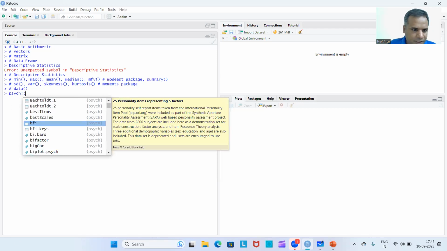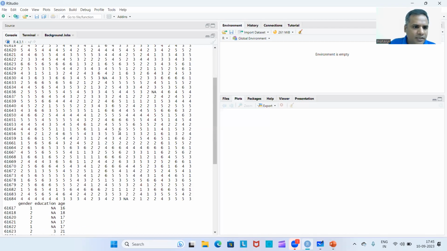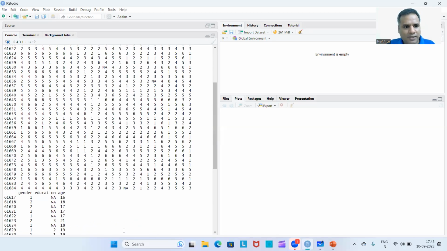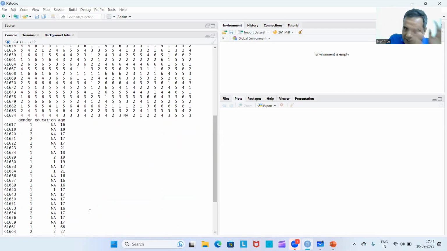So let me check here. Psych, if I just take it, see. How many rows does this data set have? 2765 rows, and other rows are also there, so in total it is 2800. And this data set you can take outside the computer. I'll show you today that command, how to take the data set which is there in R into an Excel file on your computer.